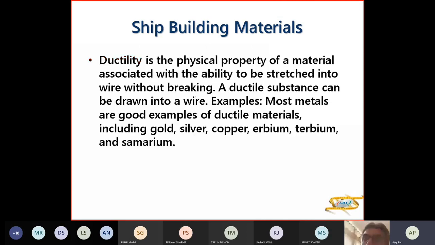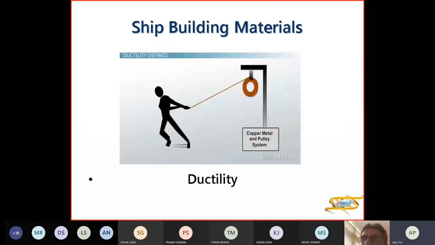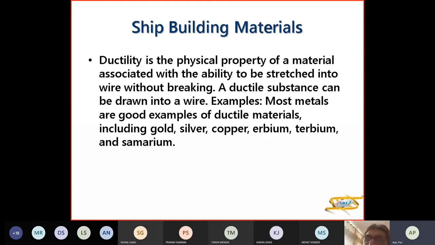I'll show you the diagrams here. A wire being pulled from copper, so that is ductility. It's a physical property of a material which can be stretched without breaking. The examples here are gold, silver, copper, erbium, terbium, and samarium.